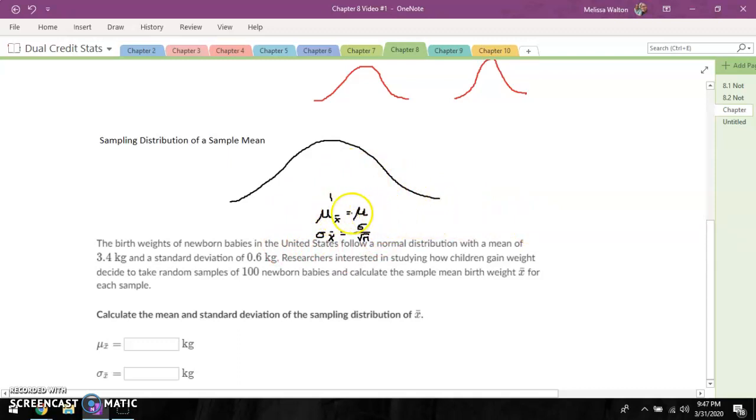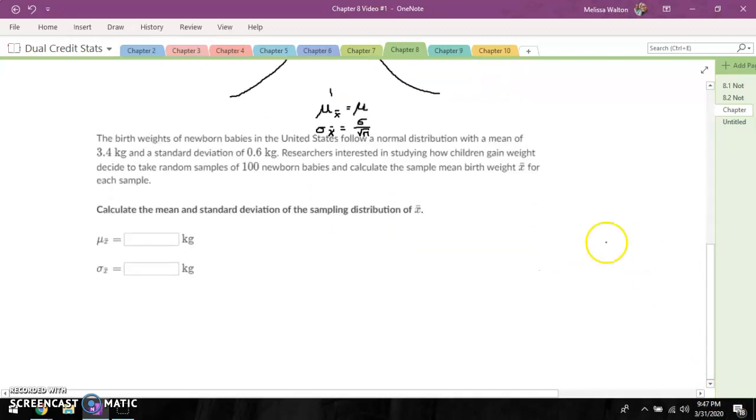So here we go. Here's what we're expecting our sample to look like. All right, so here's our example down below. The birth weights of newborn babies in the US follow a normal distribution with a mean of 3.4 kilograms, that'd be huge, and a standard deviation of 0.6 kilograms. Researchers interested in studying how children gain weight decide to take a random sample of 100 newborn babies. And then they calculate the sample mean birth weight. Calculate the mean and the standard deviation of the sampling distribution.